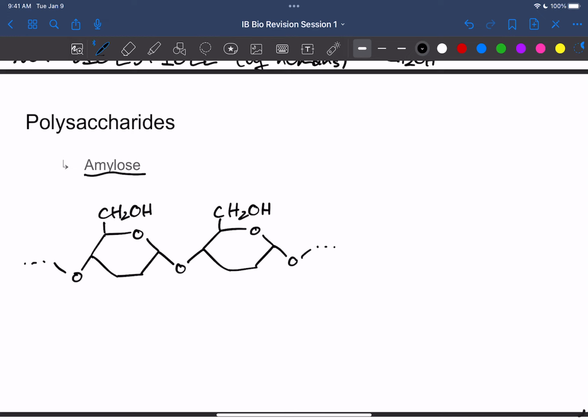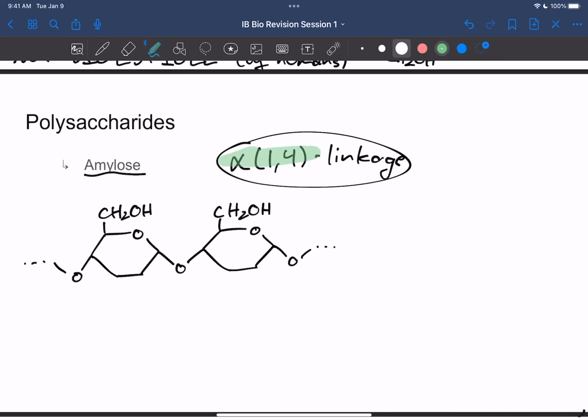So in this, we're going to have the CH2OH group pointing up every time. And that makes it an alpha 1,4 linkage. For amylose, you do have to know this, 1,4 linkage. And just to break it down, if we number this 1, 2, 3, 4, because this is carbon 1, and this is also carbon 1, it's a 1,4 linkage. And let's see, this C1 OH is opposite to this, and when it's opposite, it's alpha, making it alpha 1,4.